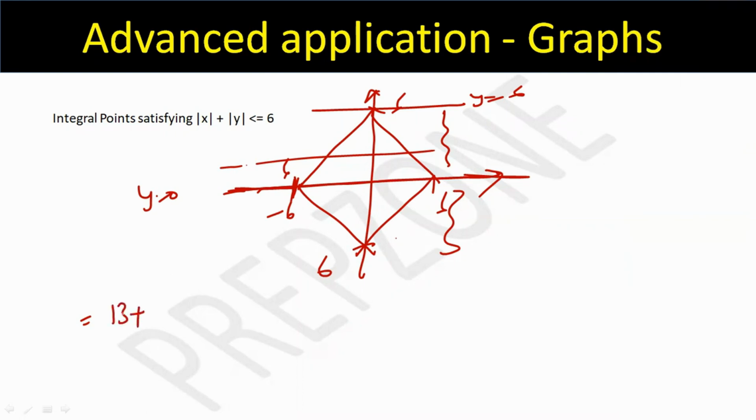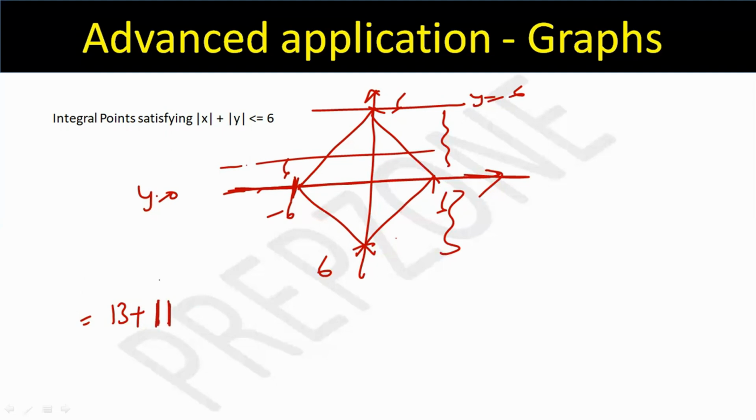This happens when y is 0. Then if y is 1, how many values will be there? If y is 1, mod x will be less than or equal to 5, right? Which means x ranges from -5 to +5. How many values are there? 11. Is everyone able to understand how this is 11? -5 to +5, there are 11 values.